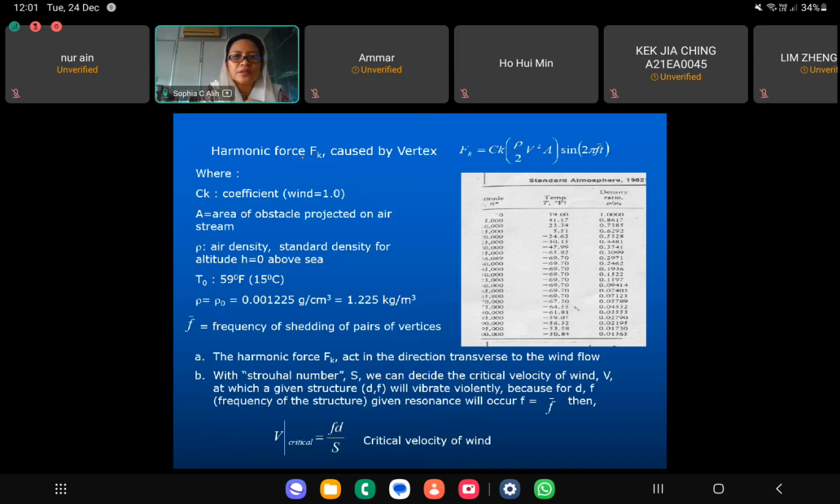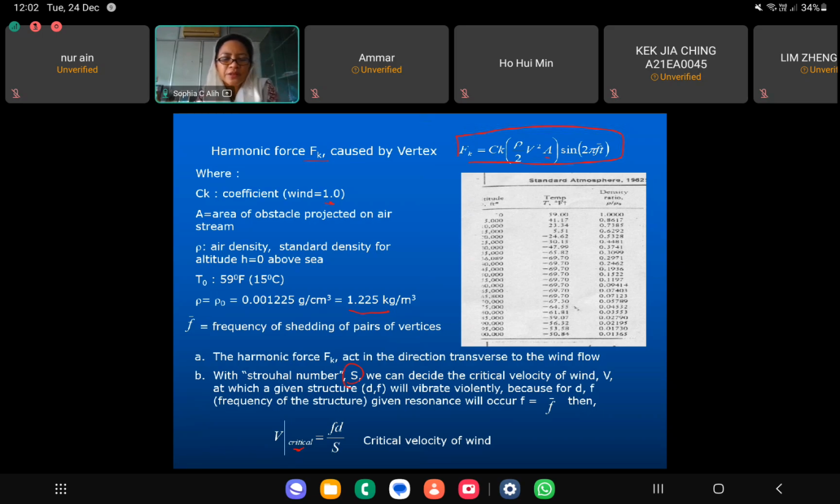So the force caused by vortex you can calculate using this equation, in which the Ck is the coefficient for wind equal to 1.0, and then the rho is the density of the air equal to this one, and then this is the velocity, this is the area, and this is the frequency of the vortex shedding. So the harmonic Strouhal number, the S that I mentioned to you, you can use it in order to get your critical velocity.